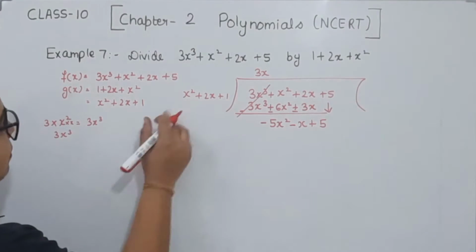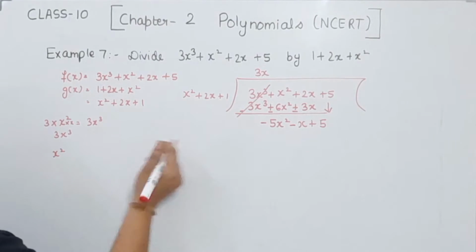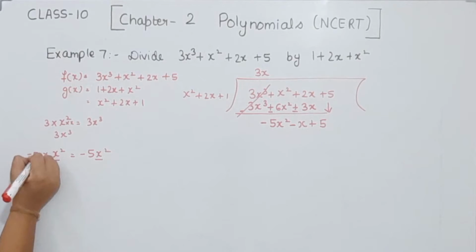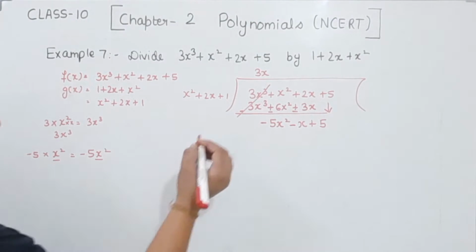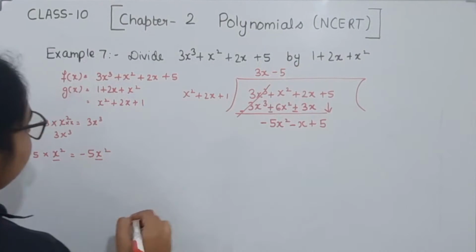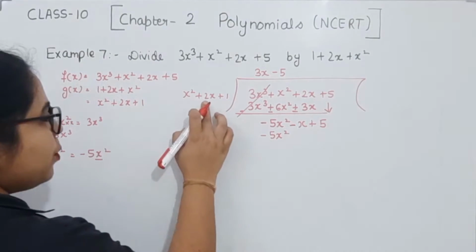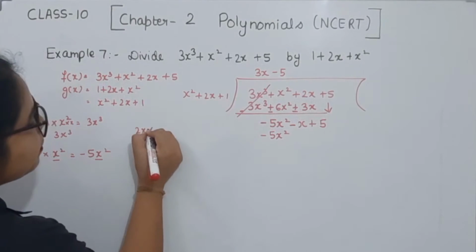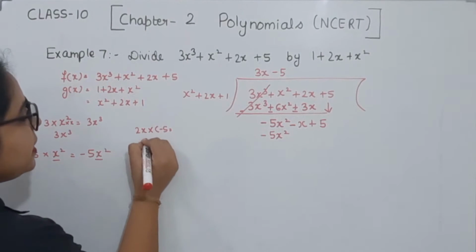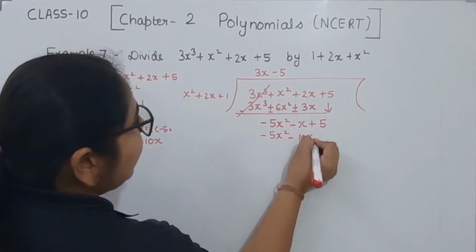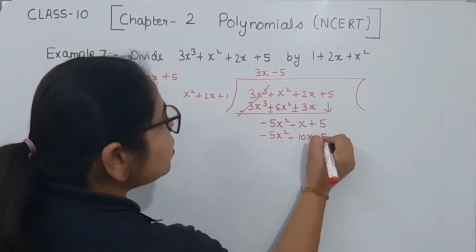Now we have the x square, and we have to make this equal to the minus 5x square. So x square, we have to multiply this by the minus 5. So we will have minus 5x square. Now if I want to multiply 2x by the minus 5, this will be equal to minus 10x, so I am going to write here minus 10x. Now 1 multiplied by minus 5 is equal to minus 5.